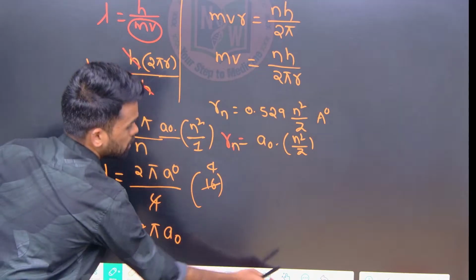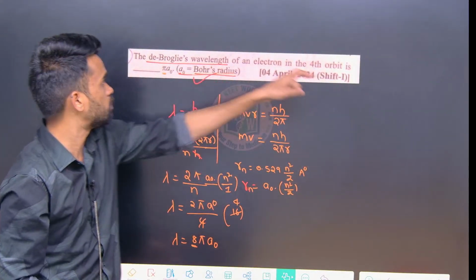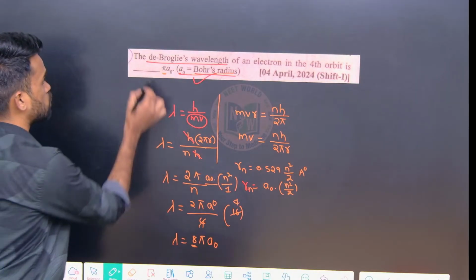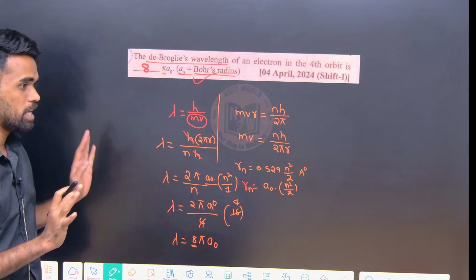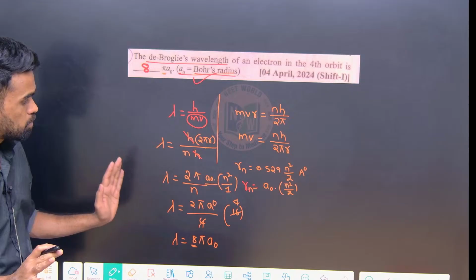So what is the number we need to fill here? The de Broglie wavelength of an electron in the fourth orbit. Here simply you can write 8 pi a naught. Okay, so your answer should be 8 here. Okay, I hope each and every step that I have mentioned here is clear, right? If any confusions are there, please tell me.